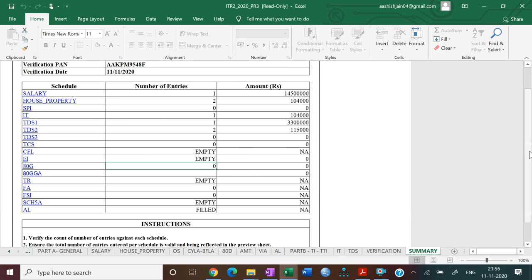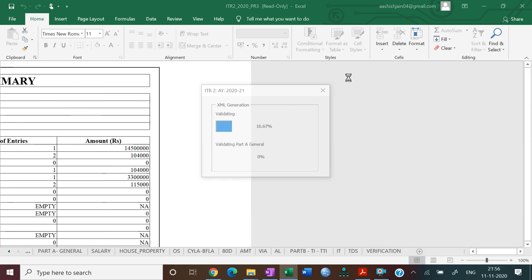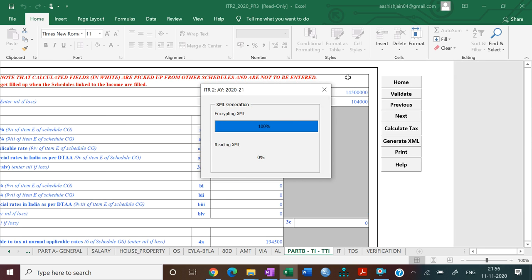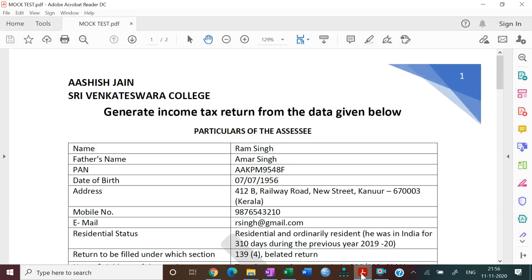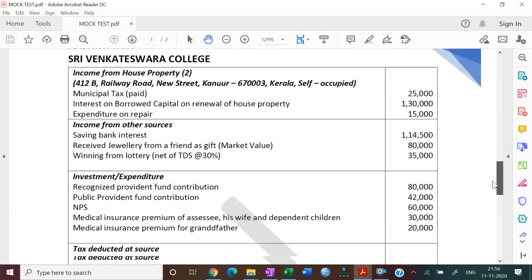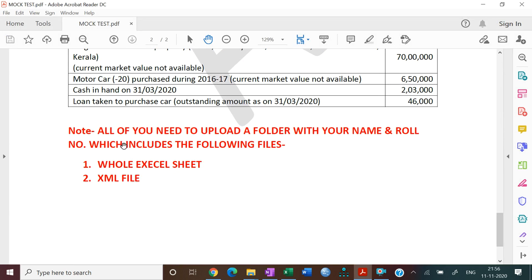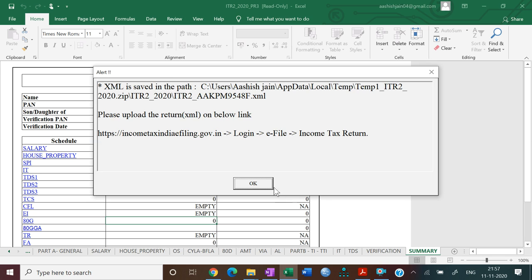Okay, this is the summary sheet. Now click on save XML. And just find your XML file as per this path location. Because in BCom program level, this information will be given to you that all of you need to upload a folder with the name and roll number. And you need to put this whole Excel sheet as well as the XML file. So don't forget to save the XML file. I hope now everything is clear.